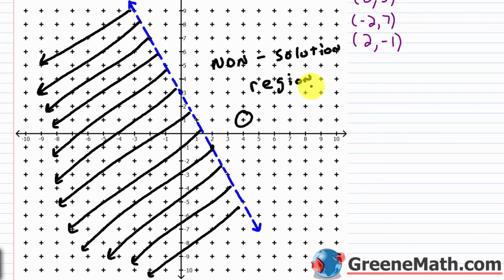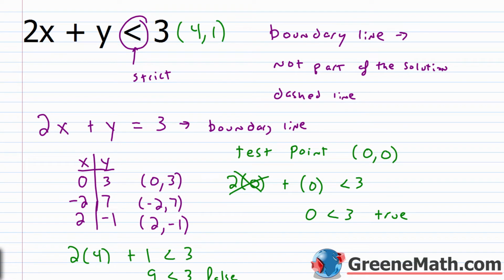Okay. So again, you can see three distinct parts. Non-solution region, boundary line, which in this case is not part of the solution, and then your solution region. Okay, three parts. Now, let me talk a little bit about how to do this in what I would say is an easier fashion. So let's erase everything here.